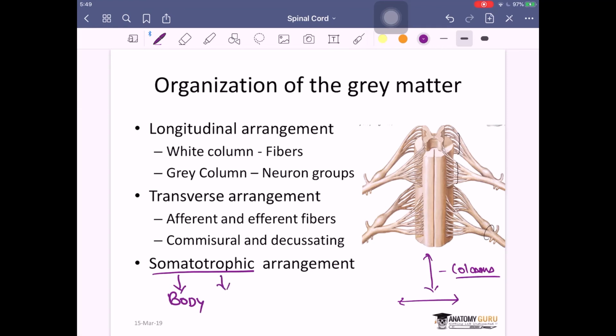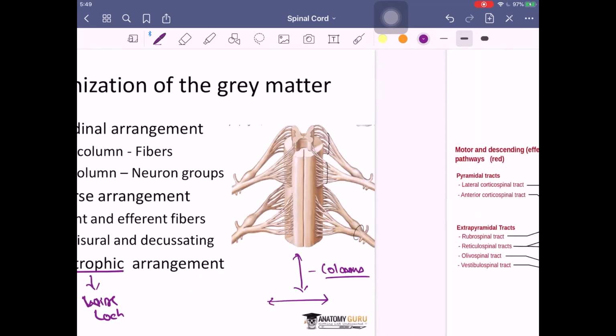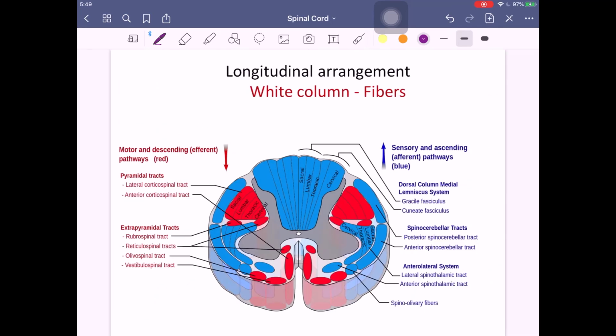Soma means body, and trophy means location. So that means body-wise location is also seen in your spinal cord. You may remember the homunculus in the brain, where your entire body is represented in an upside-down manner. Whether such an arrangement, a somatotrophic arrangement, is also seen in the spinal cord is a question, and the answer is yes.